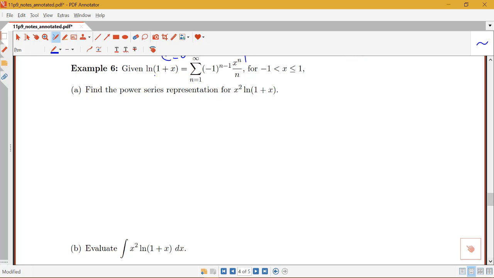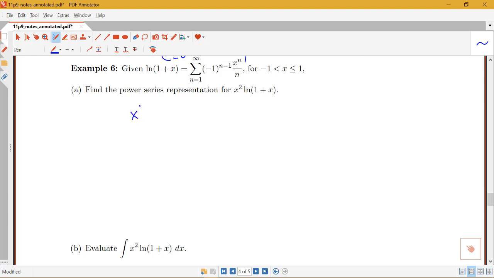So here I'm given that log of 1 plus x is equal to this sum from n equals 1 to infinity, negative 1 to the n minus 1, x to the n over n, where x is between negative 1 and 1, not including negative 1, but including 1. And first I'm asked to find a power series representation for x squared log 1 plus x. So recall that we used integration to find this series representation. Now I can manipulate that series.